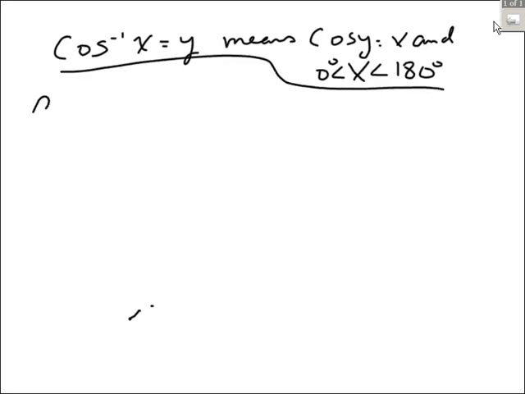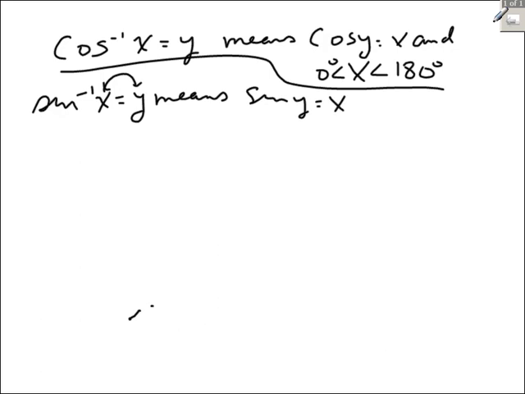When you have sine inverse of x equals y, this means that, basically interchange these. This means that the sine of y is equal to x, and x is in between -90 and +90. You can actually equal their endpoints. X can equal -90 and x can equal +90.